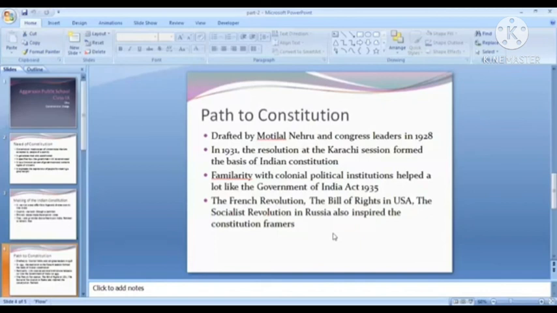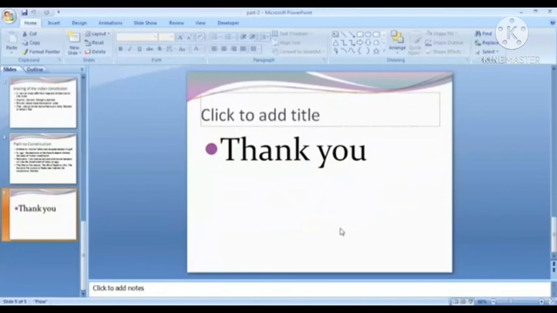So that's why we can say the constitutions of different countries also inspired the constitution framers. The constitution framers also studied the constitutions of different countries, and the main ideas and important points were noted down in our constitution. That's why we can say the constitution of India is the longest constitution of the world. Thank you.